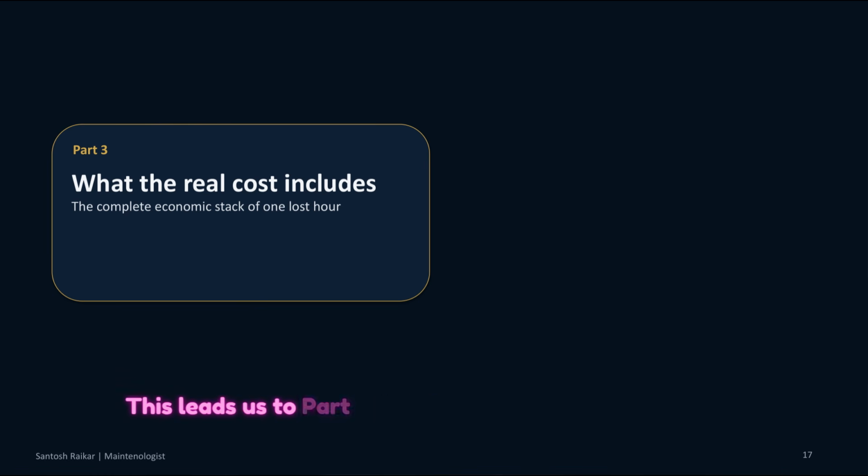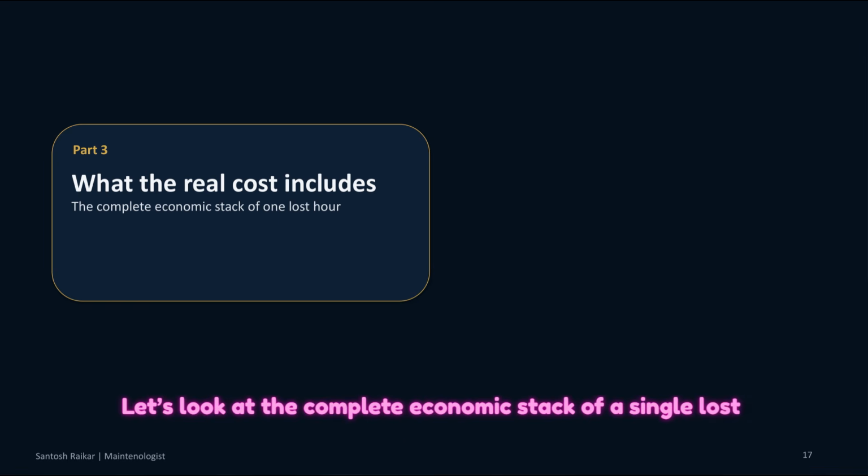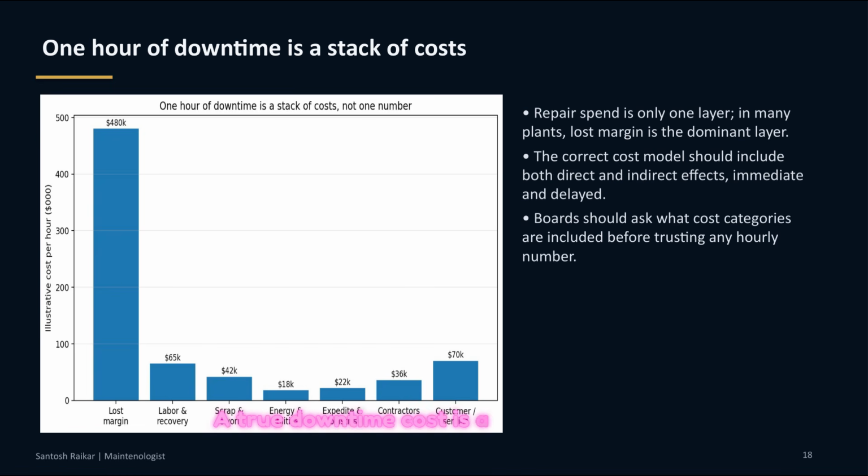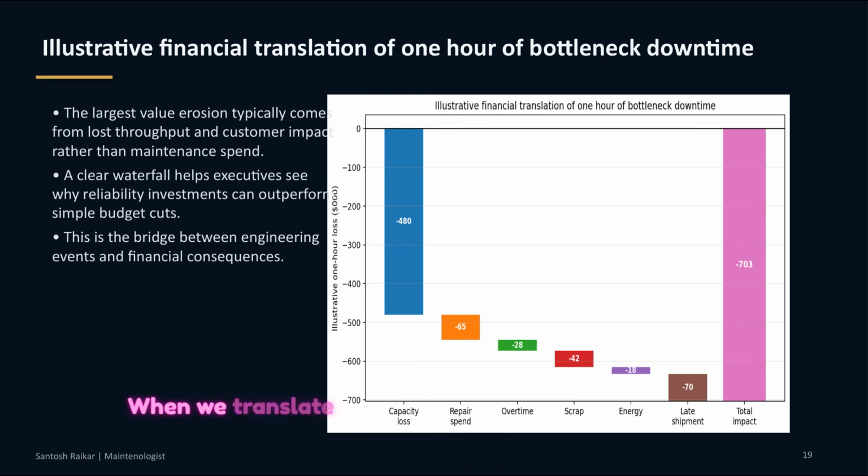This leads us to part 3: what does the real cost actually include? Let's look at the complete economic stack of a single lost hour. A true downtime cost is a stack of layers. While repair spend is the easiest to track, lost margin is usually the dominant layer. As leaders, you should always ask what specific categories are included in a cost report before you trust the final number. When we translate an hour of bottleneck downtime into a financial waterfall, we see clearly how value is eroded.